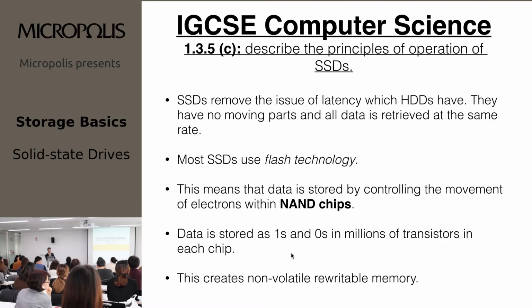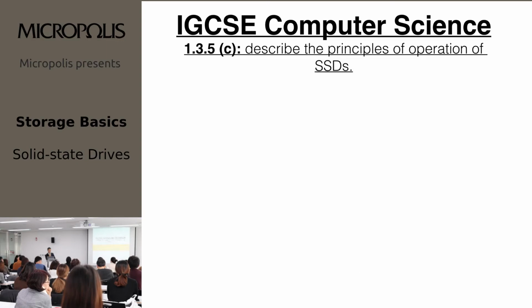And we looked at volatile RAM. We looked at non-volatile ROM. Non-volatile ROM couldn't be written to, and RAM could, but RAM was volatile. So if you turn the power off, all the data would be lost. So now we have non-volatile, rewritable memory, and this is pretty cool stuff.